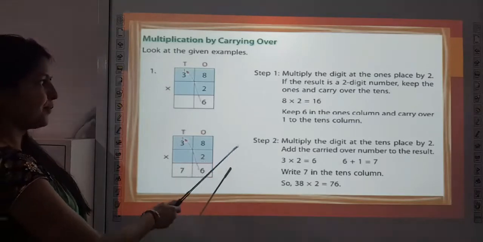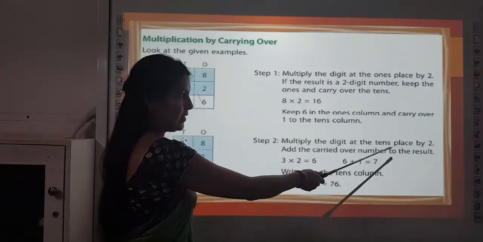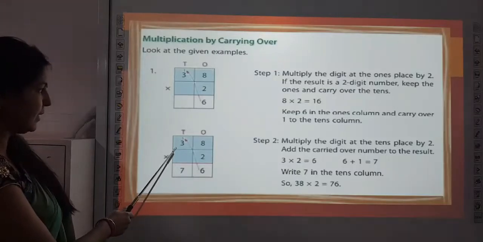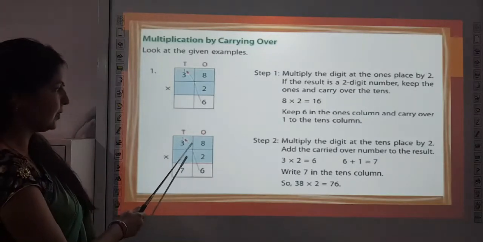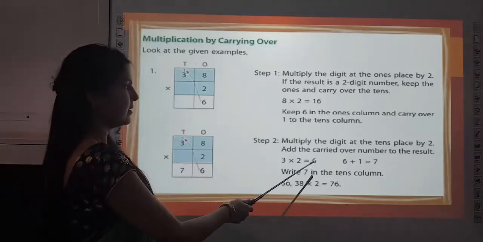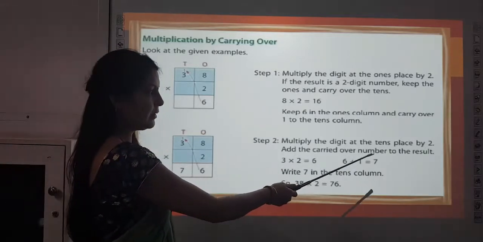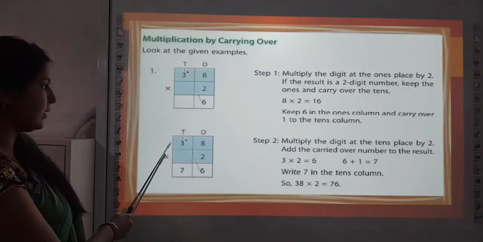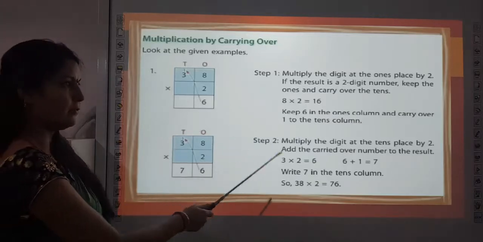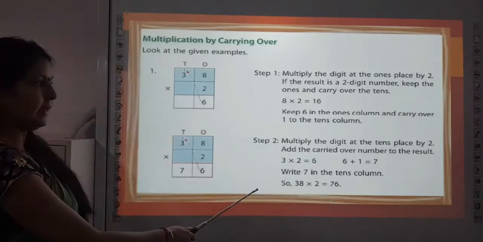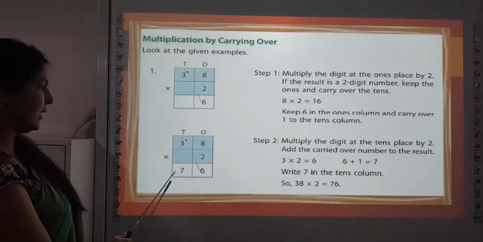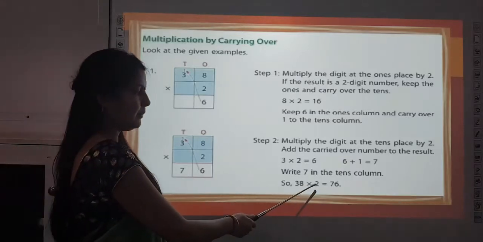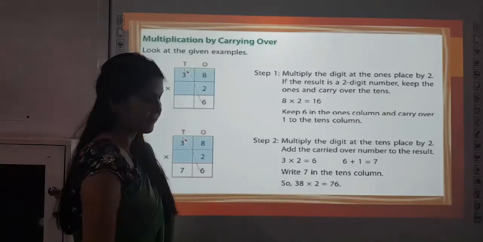Now, step 2, multiply the digit at the tens place by 2. Children, here you can see 3 is at tens place, so we are going to multiply 3 by 2. It will be 6. Now, add the carried over number to the result. What is the result here? The result is 6. So we will add the carried over number, that is 1, and 6. It will be 7. Write the 7 in the tens column. So 38 multiplied by 2 will be 76.